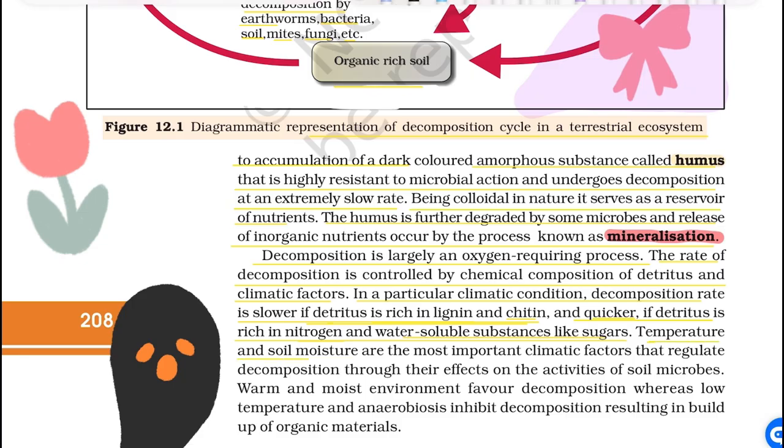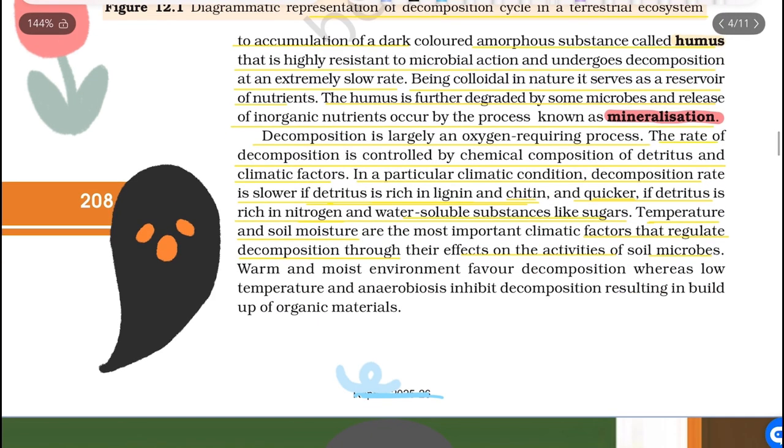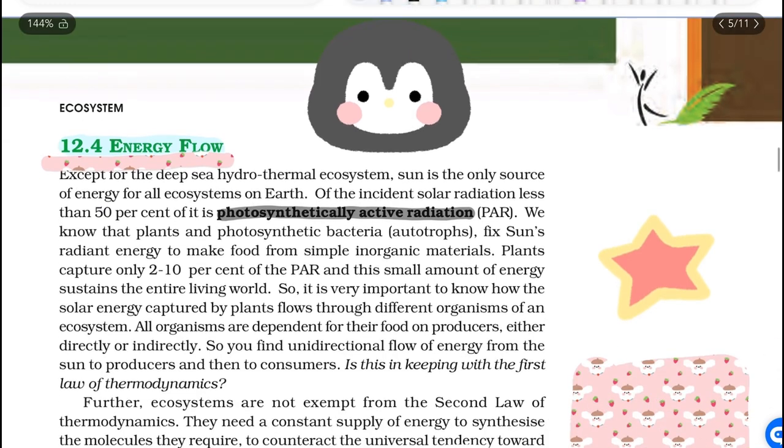sugars. Temperature and soil moisture are the most important climatic factors that regulate decomposition through their effects on the activities of soil microbes. Warm and moist environment favor decomposition, whereas low temperature and anaerobiosis inhibit decomposition, resulting in build-up of organic materials.